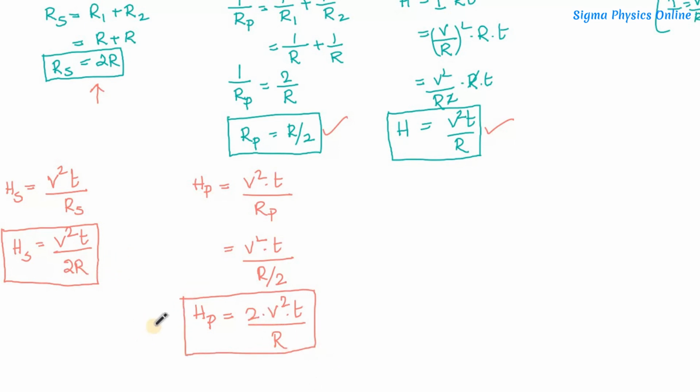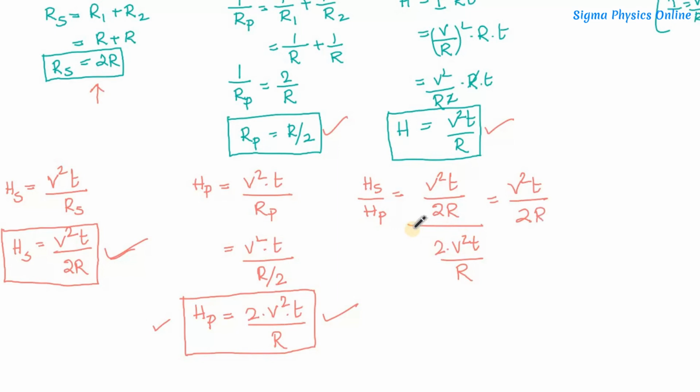Now we have to find out the ratio of these two. So I write here Hs by Hp, that is the ratio of heat produced when the resistors are connected in series to the amount of heat produced when they are connected in parallel, is V square T by 2R divided by 2V square T by R. Now if you are finding it difficult to solve it this way, you can simply write V square T by 2R. This is divided by this value.